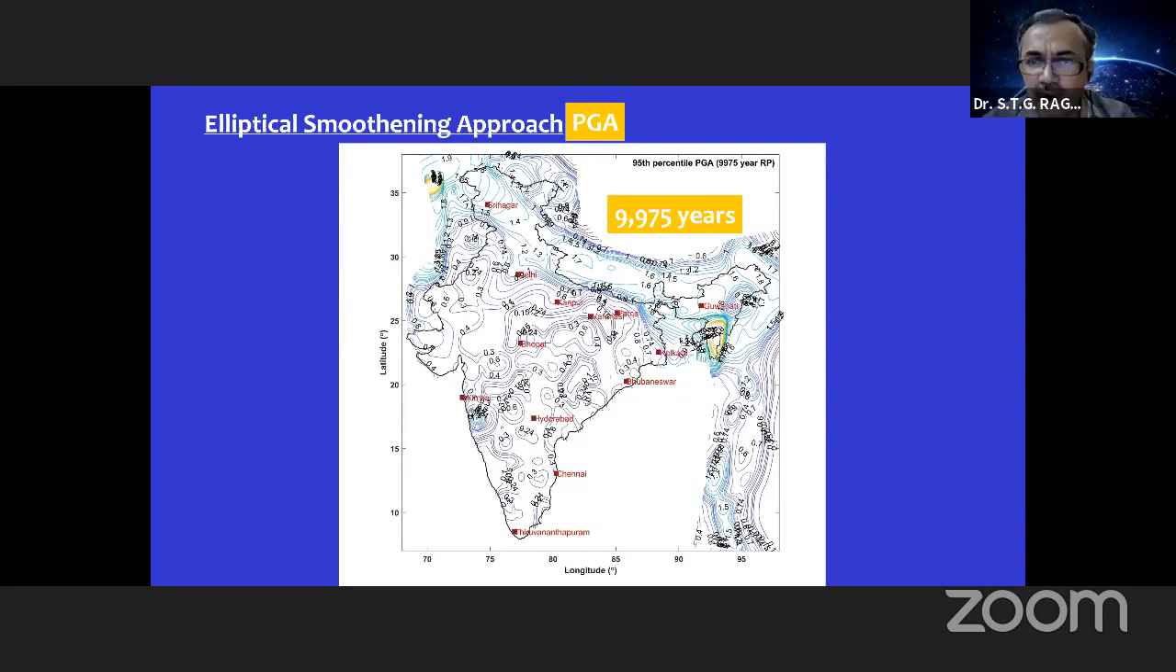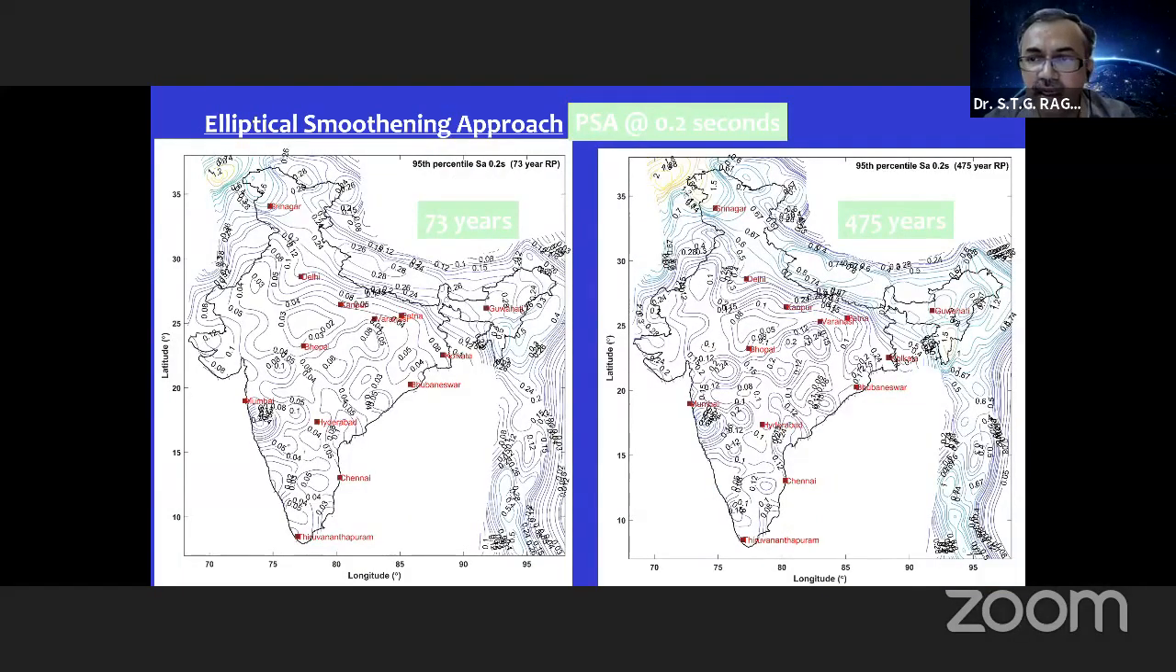Now this is for the pseudo spectral acceleration at 0.2 seconds. Generally, international codes don't go by PGA. They report what they call the short period coefficient. Then they also report the long period site coefficient, that is at 1 second. We are going to report for all the time periods, but I'm just showing here 0.2 second at 73 years, then 475 years, and these are all 95 percentile values.